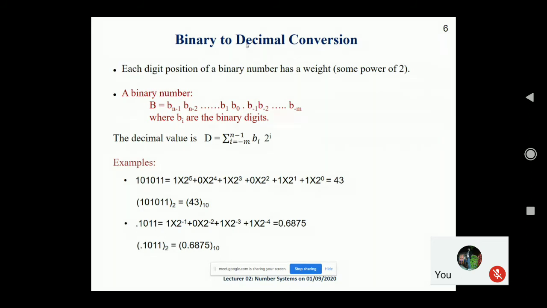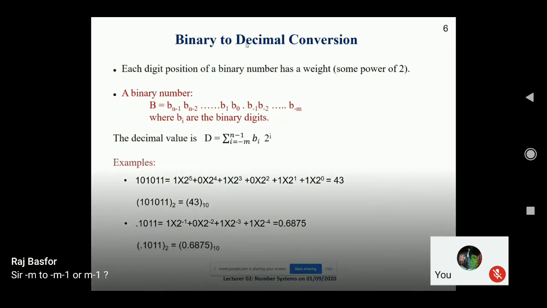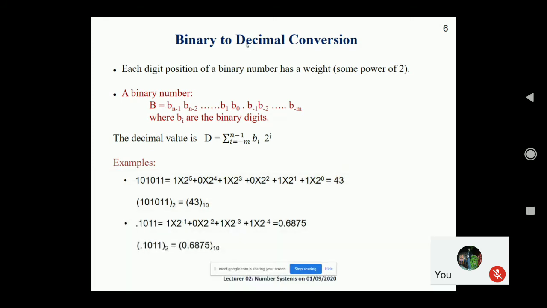Okay. And 2 to the power 1 into 1 means what? 2. 2 to the power 2 into 0 means what? It is nothing. It is 0. That means 2 to the power 2 is 4, and 4 into 0 is 0. This way we are getting the value 43.